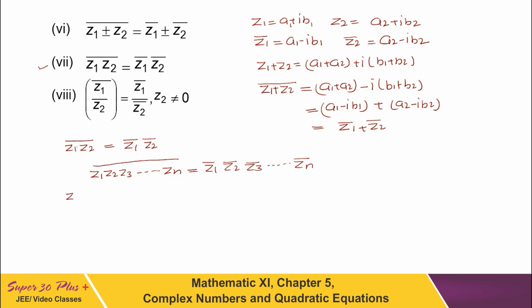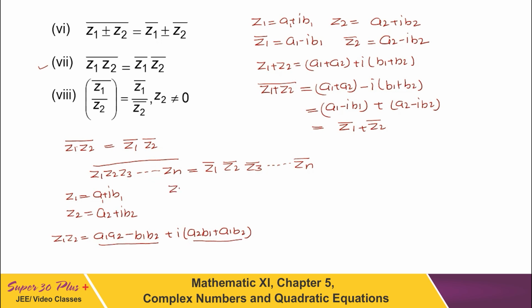Let Z1 is equal to A1 plus iota B1, and Z2 is equal to A2 plus iota B2. What is the value of Z1 into Z2? It is (A1 A2 minus B1 B2) plus iota times (A2 B1 plus A1 B2). We can write Z1 into Z2 is equal to A1 A2 minus B1 B2, it is the real part, plus iota (A2 B1 plus A1 B2). Now what is the value of Z1 conjugate?